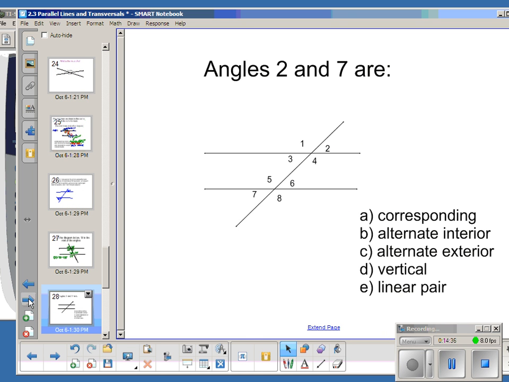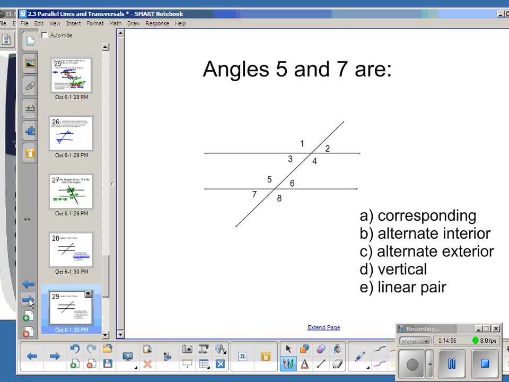Great. So pause the video and see if you can answer this question. Angles 2 and 7 are what? Angles 2 and 7 are right here. They are congruent because they are alternate exterior. Next, see if you can pause the video and find what angles 5 and 7 are. Angle 5 is right here and angle 7 is here. They aren't congruent, so all that leaves me with is they fall on a line, so they must be a linear pair.